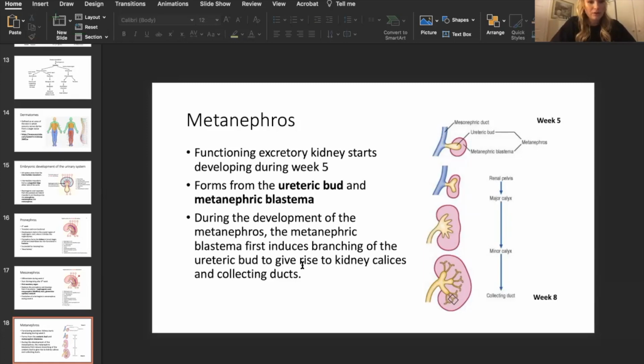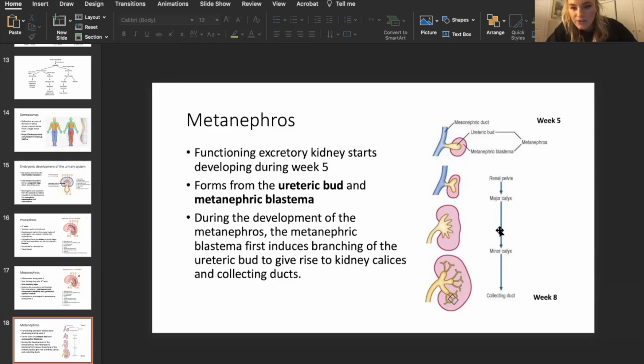Like I say, this persists as an adult, and the metanephric blastema induces the branching of the ureteric bud, which gives rise to the kidney calyces and the collecting ducts, and basically forms a more developed kidney. As you can see on the right here, at the start of week 5, we've got this metanephric duct in the purplish colour, and we've got the ureteric duct or the bud in yellow. And the metanephros, as you can see, is composed of the ureteric bud and the metanephric blastema in the pink.